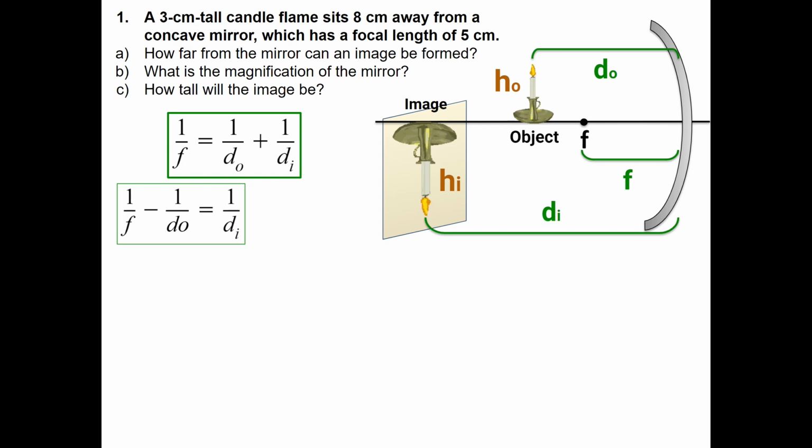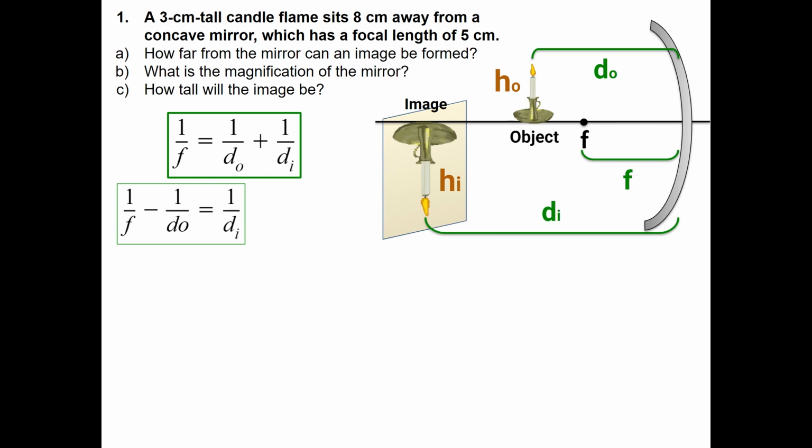Now the left side of my equation says 1 over F minus 1 over DO equals 1 over DI. I've got to do a funky little trick here, a little bit of algebra magic, to solve for DI on the right, because I haven't actually solved for it yet. I've solved for 1 over DI, but 1 over DI is not the same thing as DI. That's kind of like how 1 over 2 is not the same thing as 2. 1 over 2 is equal to 0.5, which is very different from 2.